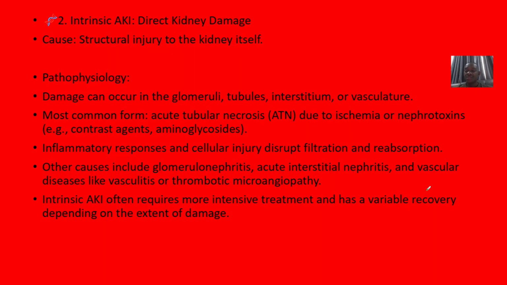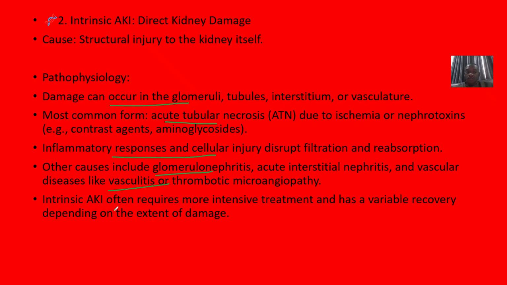So for intrinsic acute kidney injury, there's an injury to the kidney itself. The damage can occur in the glomeruli, the tubules, the interstitium, or the blood vessels. The common type is acute tubular necrosis due to ischemia or nephrotoxins. Inflammatory response and cellular injury disrupt filtration and reabsorption. Other causes could be glomerulonephritis, interstitial nephritis, vascular disease like inflammation of the blood vessels, and thrombotic microangiopathy.